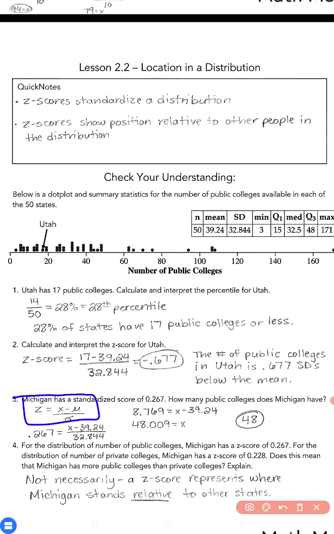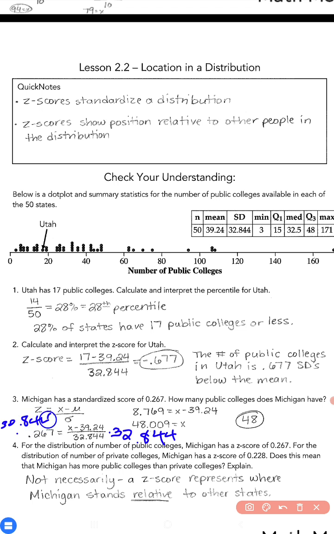I know that the average number of public colleges in a state is 39.24. So I can plug that in for the mean. I am also given the standard deviation for the number of public colleges in each state. That is 32.844. And then what I can do is I can work backwards to actually figure out how many public colleges Michigan must have had in order to give them a z-score of 0.267. So in order to solve this equation, I need to get x by itself. And so I would start by multiplying each side by 32.844.